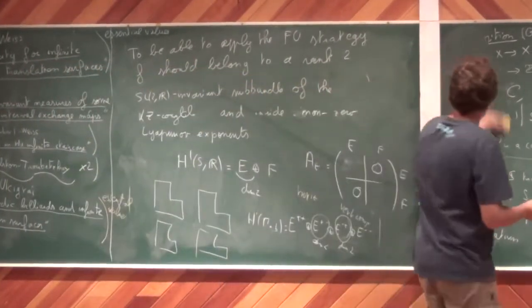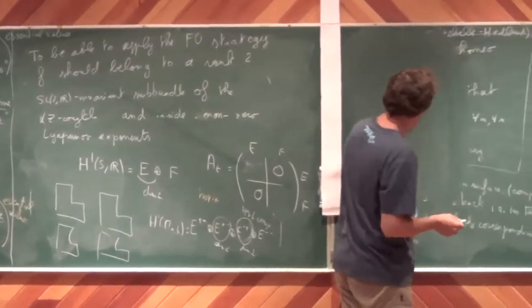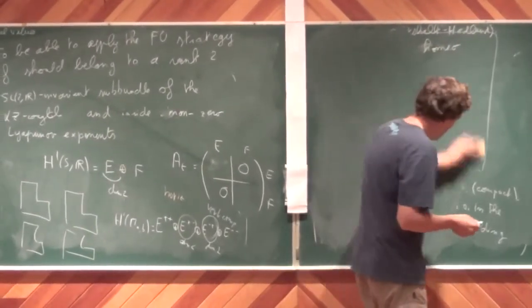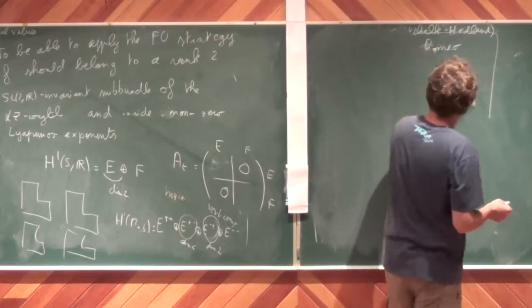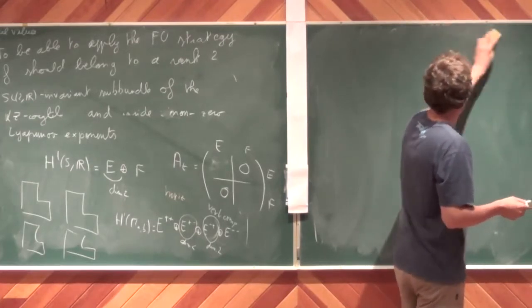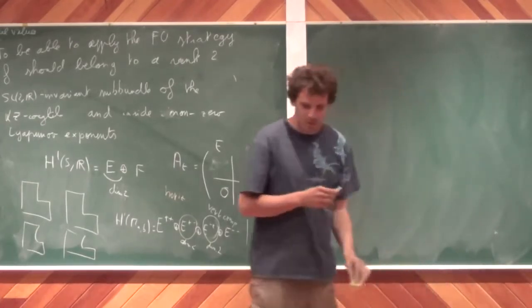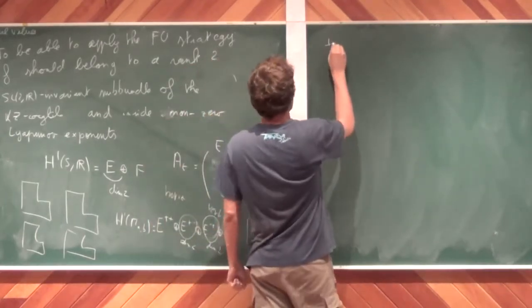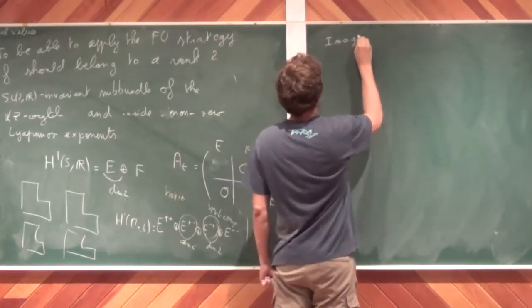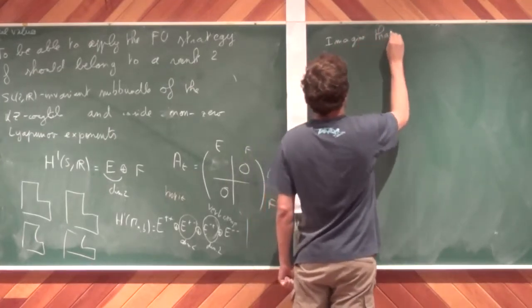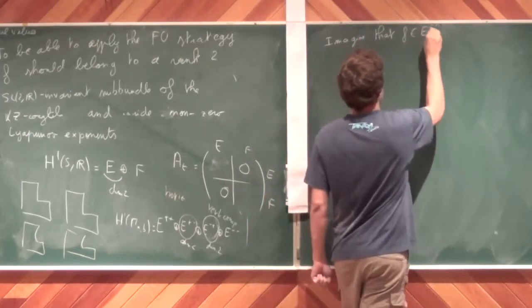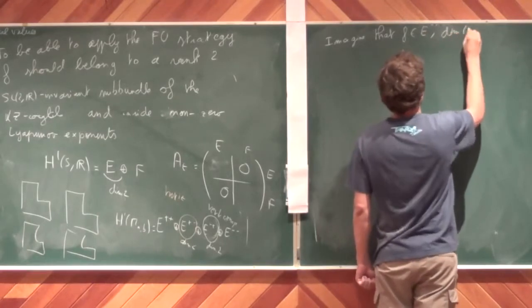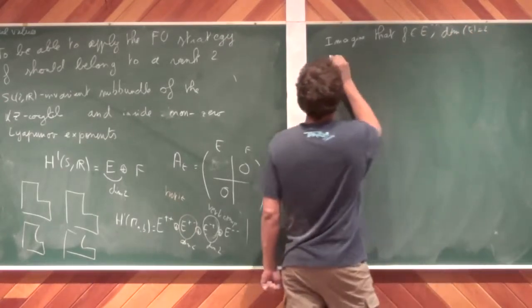And so why does it work now? So first of all, there is a small trick that I love. So imagine that you are in this situation. So imagine that F belongs to E with dimension of E equal to 2, with E an SL2R invariant subbundle.